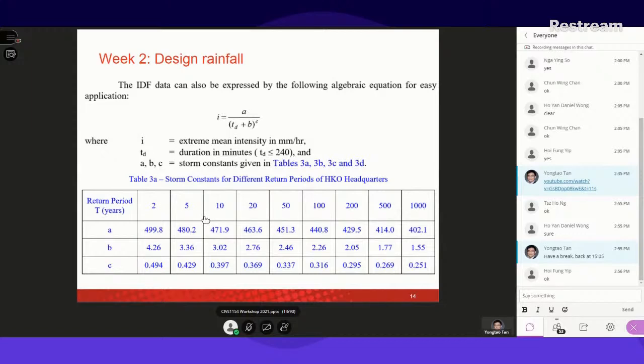So this equation, you can see, will depend on three parameters, A and B and C. These three parameters will be different with a different return period, 2 year, 5 year to 1,000 years. So that means in the calculations, you need to firstly determine the return period, and also select the appropriate ABC parameters.